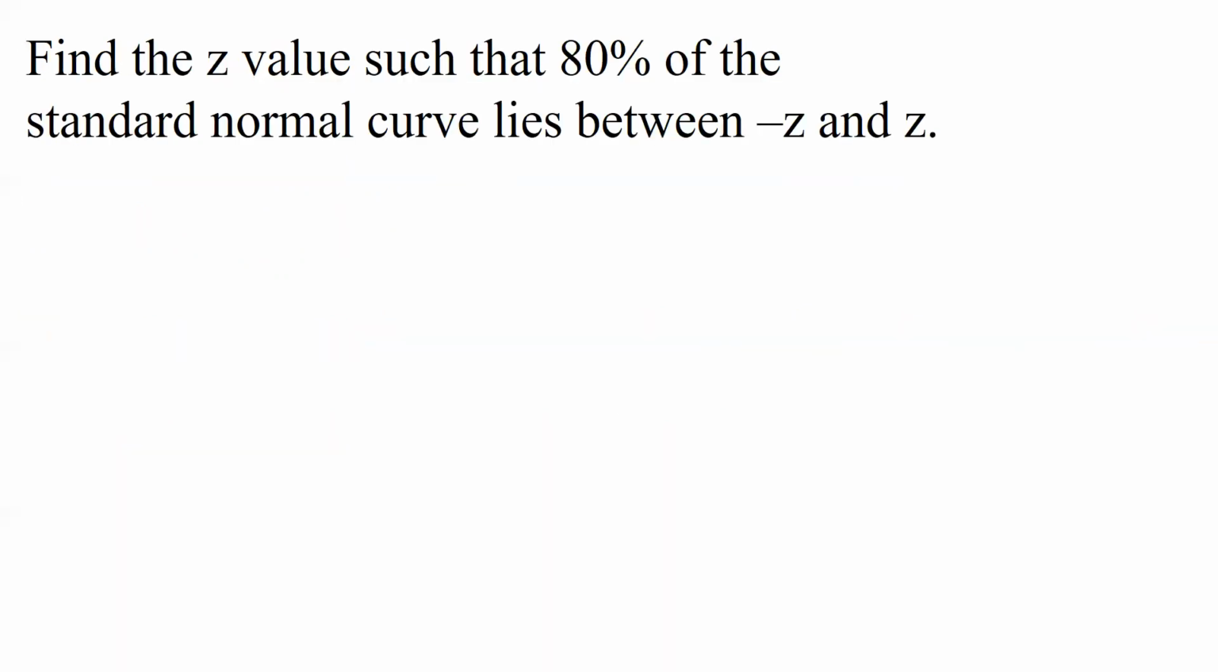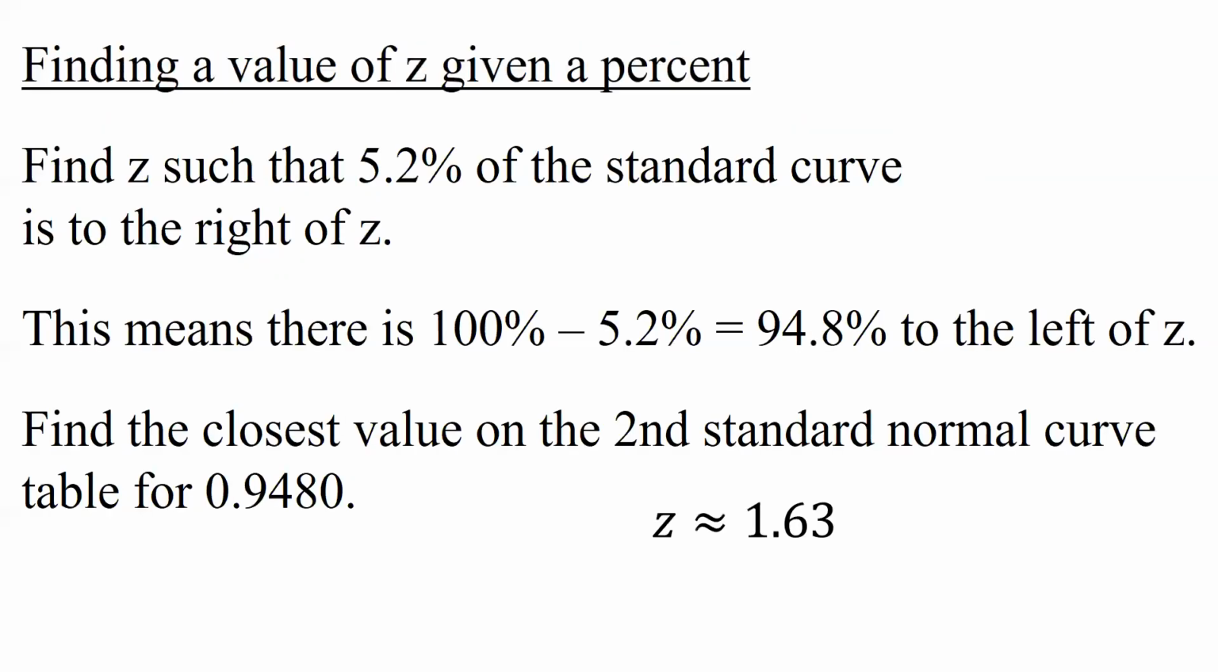Okay, find the value such that 80% of the standard normal curve, and let me say, when you're doing this, you might want to draw yourself pictures, just to keep track of what you're talking about. So this is asking for what's Z if this area was 5.2%. And that's where we got the 94.8%. So it sometimes is helpful to draw yourself a picture to understand what's going on with the problem.